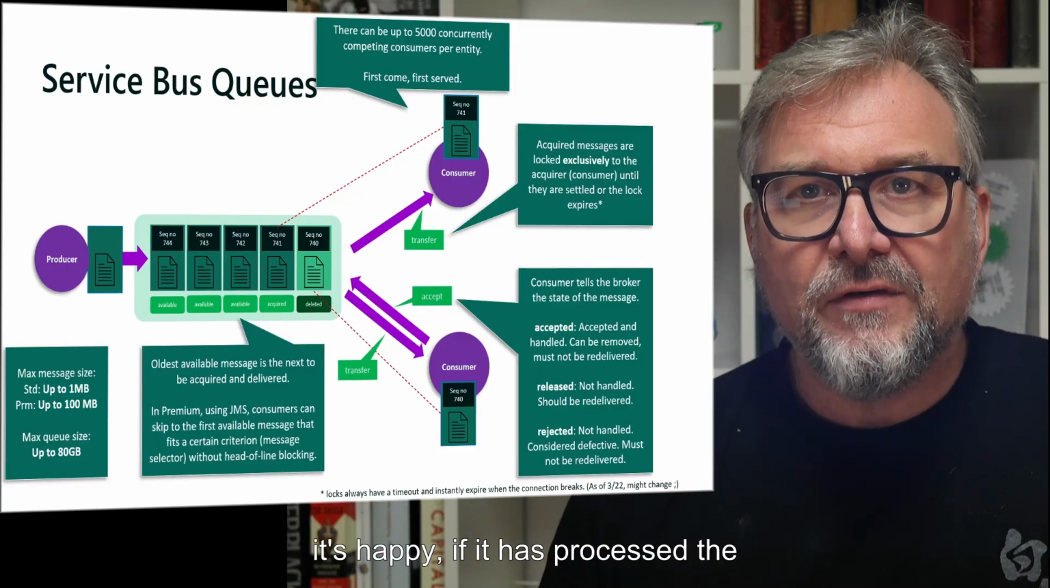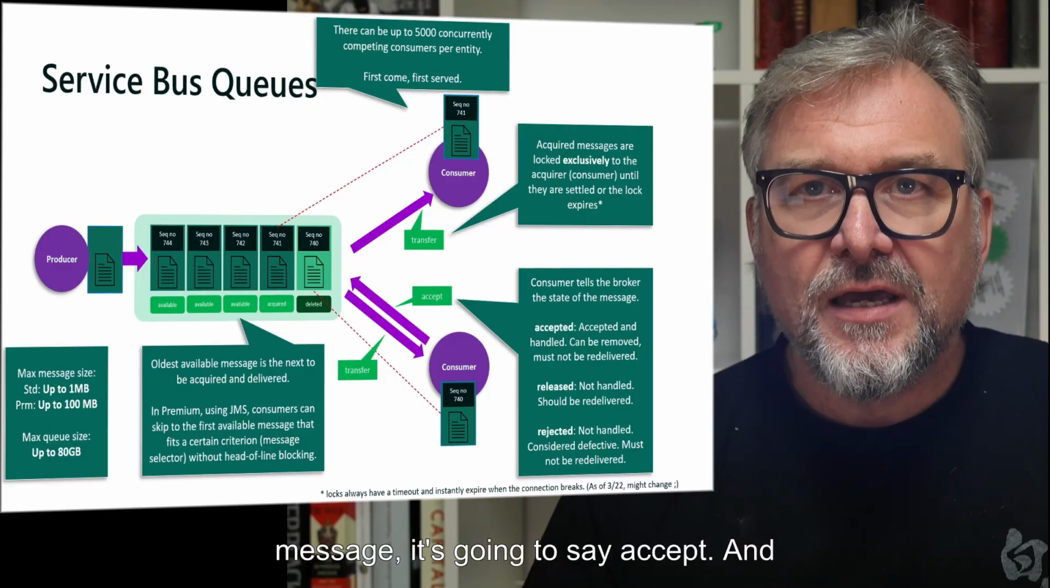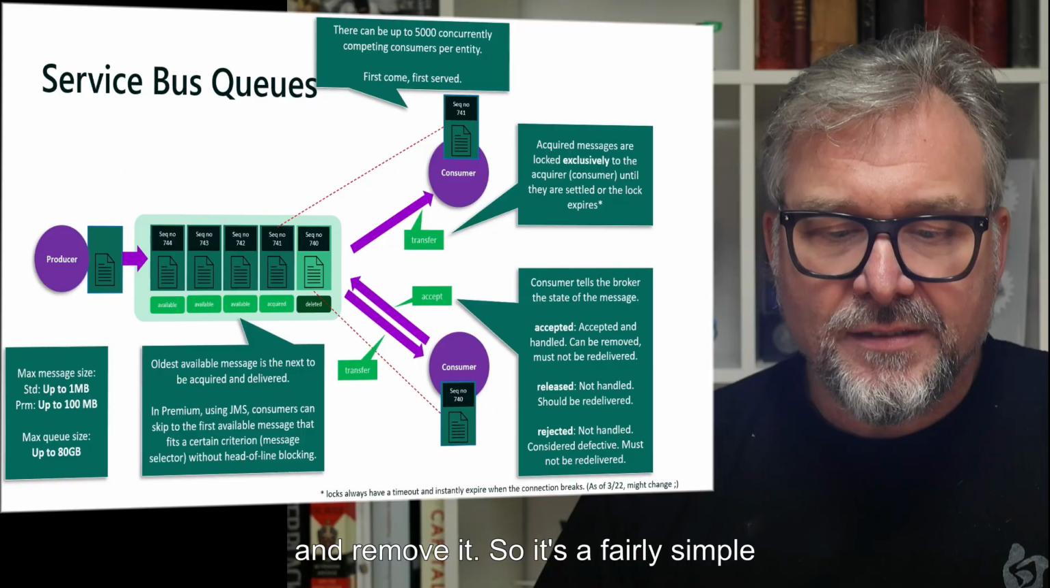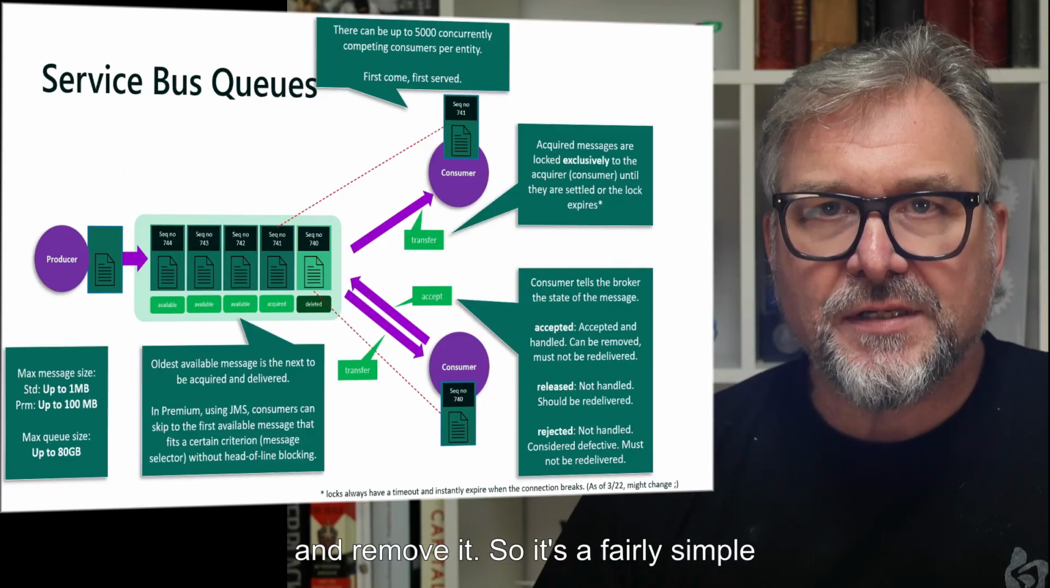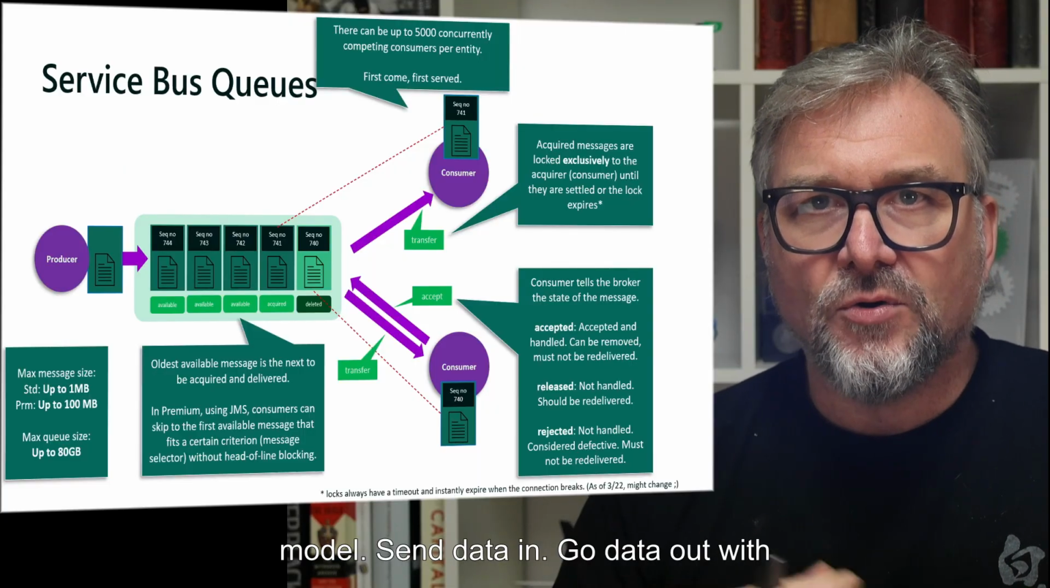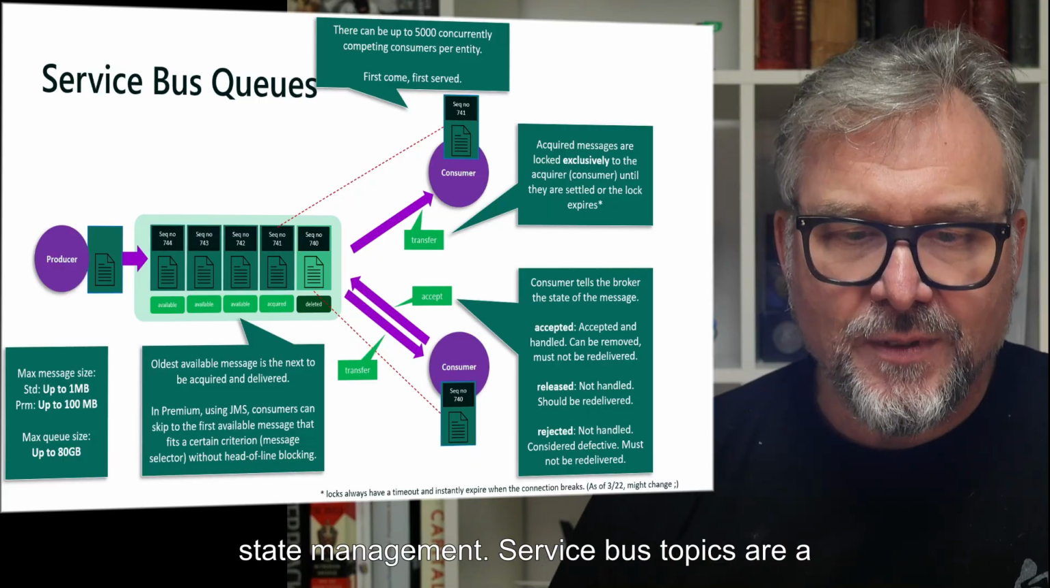If it's happy, if it has processed the message, it's going to say accept, and then the broker is going to clean that up and remove it. So it's a fairly simple model. Send data in, get data out, with state management.